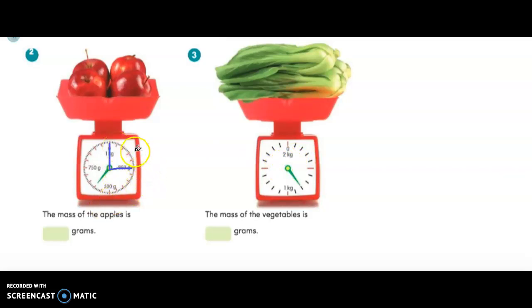So we know these are counting by 50. So we can hop over to our 500 and then skip count from there. We are at 500 grams. This would be 550 grams, and this would be 600 grams.